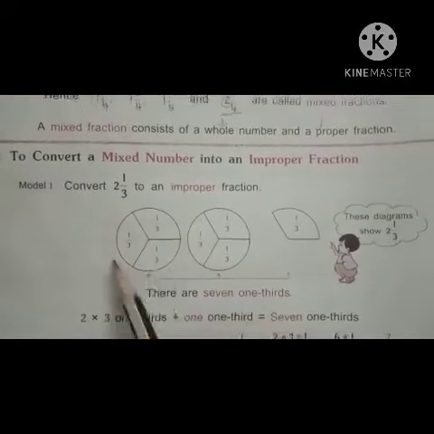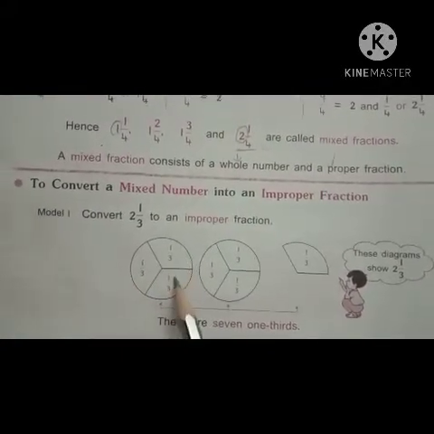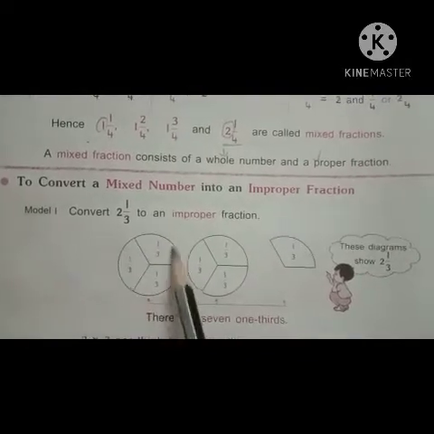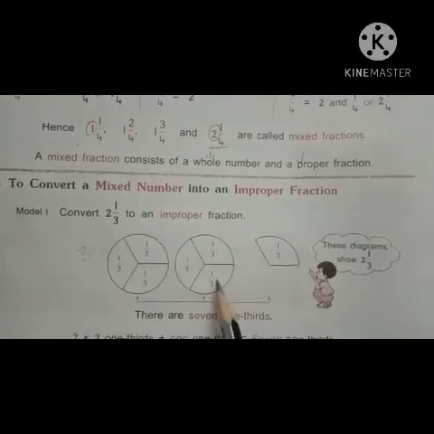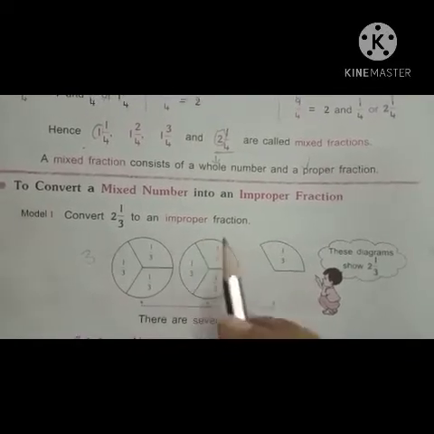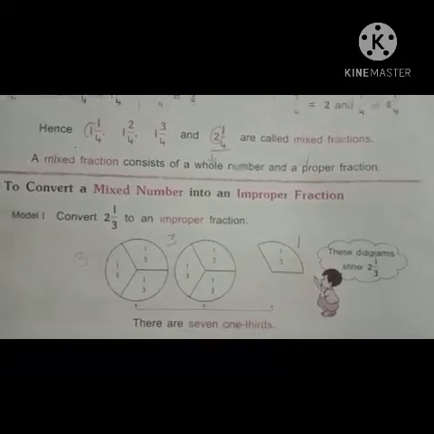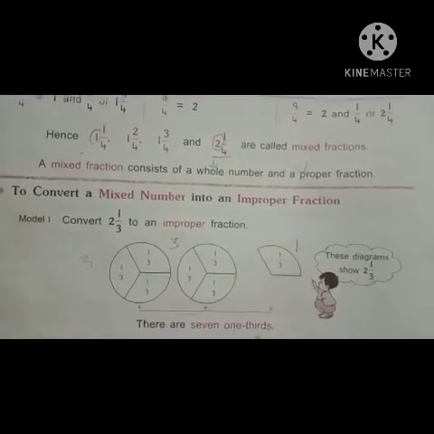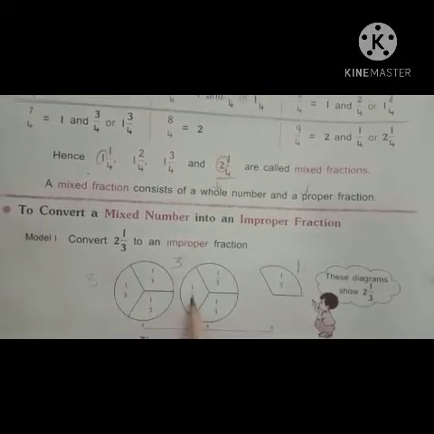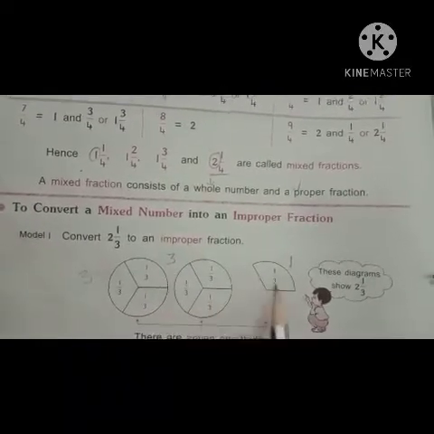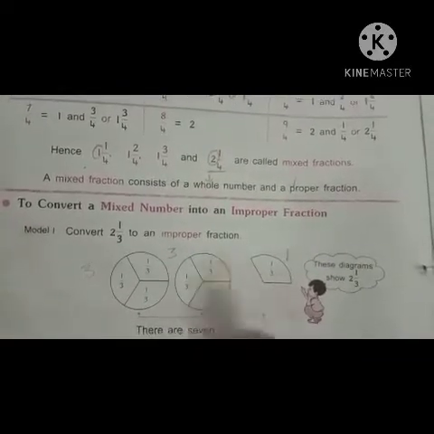See here, here is a circle. The circle is divided into 3 parts: 1 by 3, 1 by 3, 1 by 3. Here the circle is divided into how many parts? 3 parts. This circle also is divided into how many parts? 3 parts. Here only 1 part is there. How many thirds are there? 1, 2, 3. Here are the 3. 4, 5, 6. And here 7. Total how much? 7 are there.